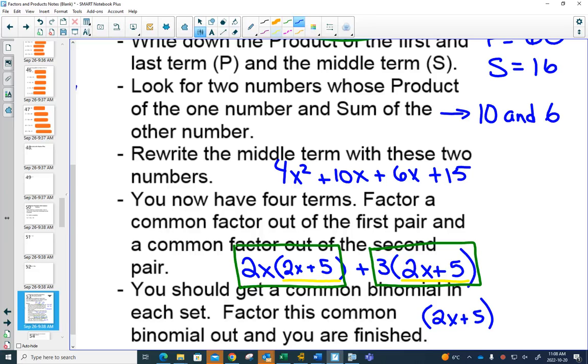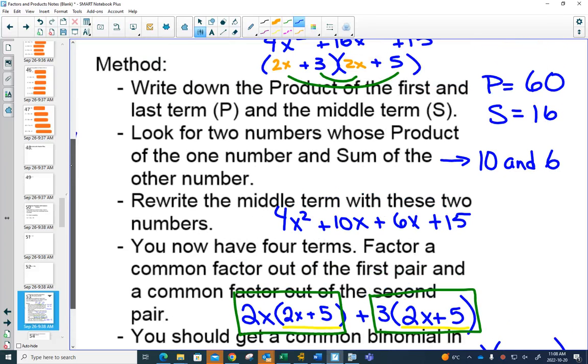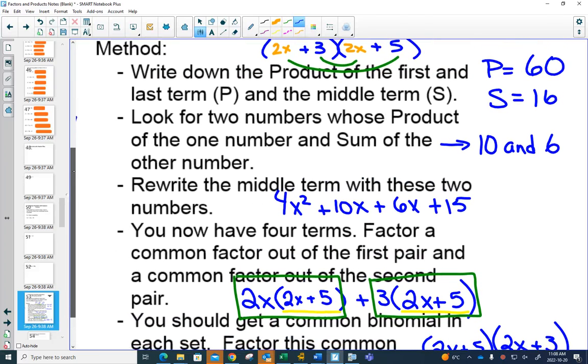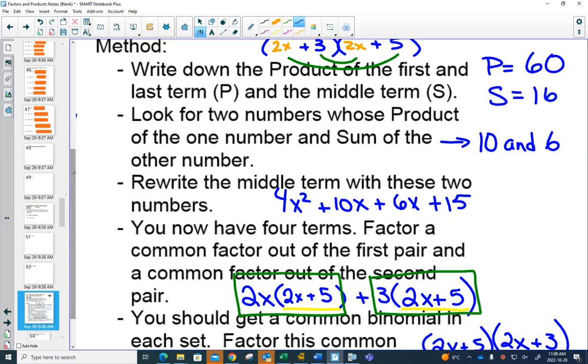If I pull a 2x plus 5 out of the green box, what's left? A 2x. If I pull a 2x plus 5 out of the second green box, what would be left? Plus 3. Notice that this is the same as what we found when we factored using our old technique. And if we multiply it out, it works out perfectly.